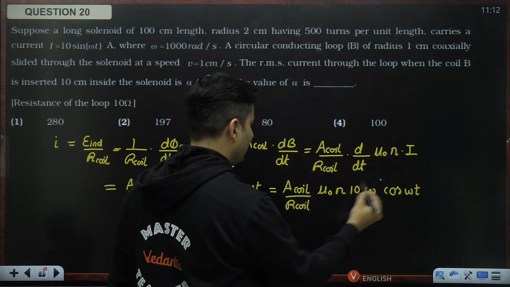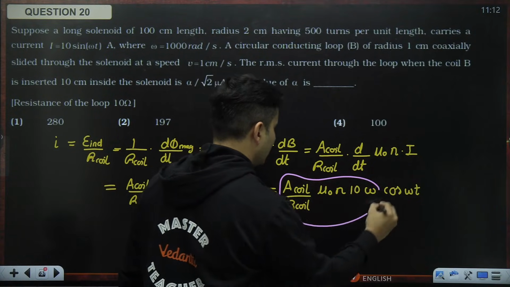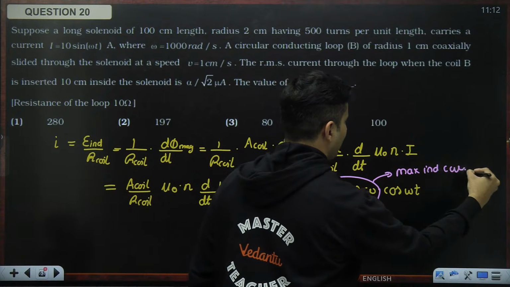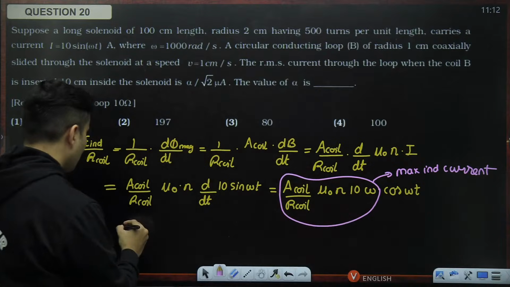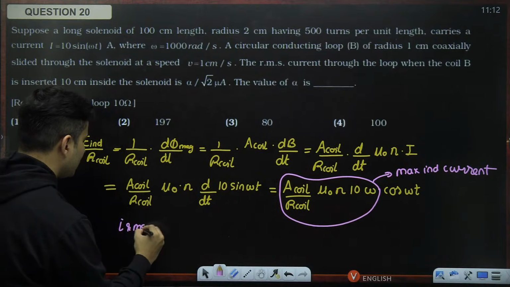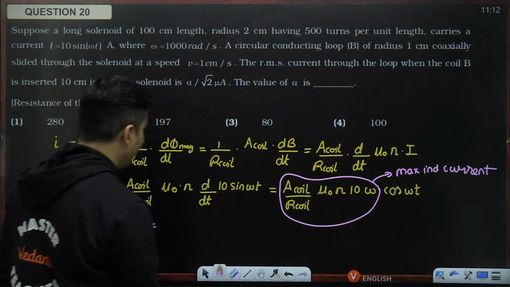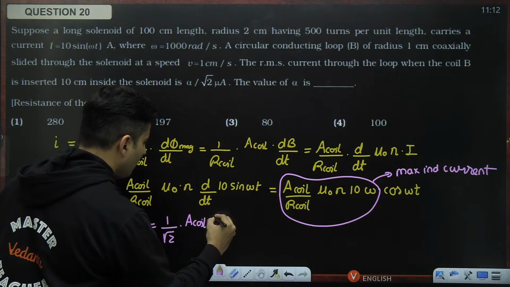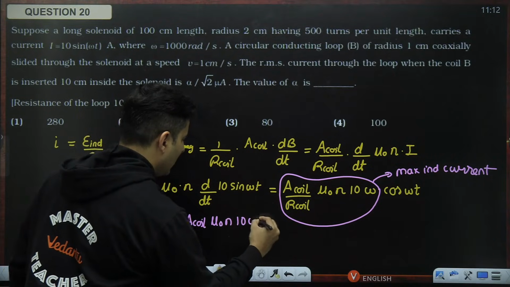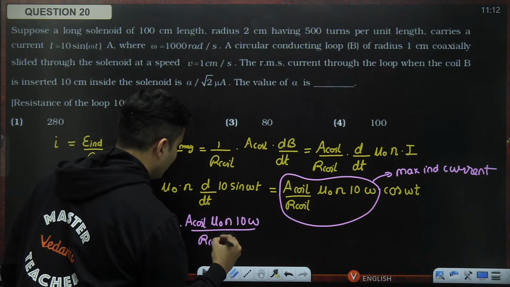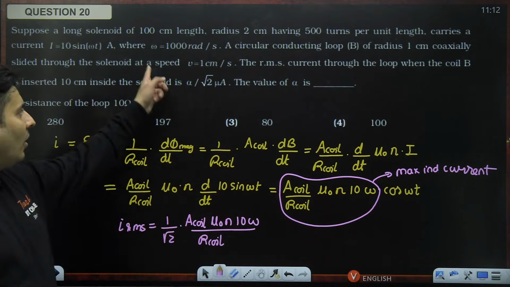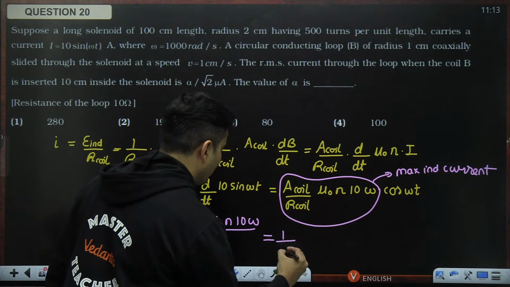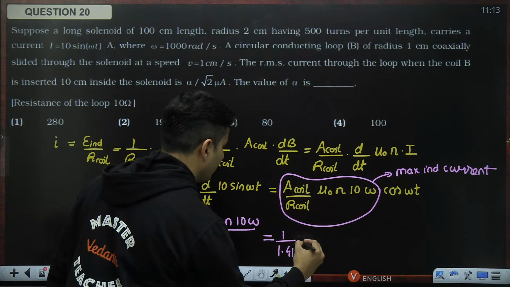But I don't need all of that, because this is nothing but your maximum induced current, and we want the RMS current. So I RMS will be whatever value you get here divided by root 2. So area of the coil, mu naught N 10 omega divided by resistance of the coil. That's it. So now all the values are given, just have to substitute one by one. Okay, so 1 by root 2, that means 1 by 1.414.